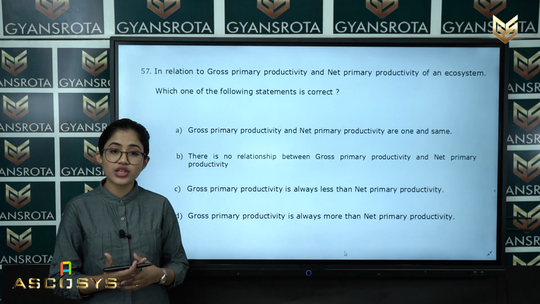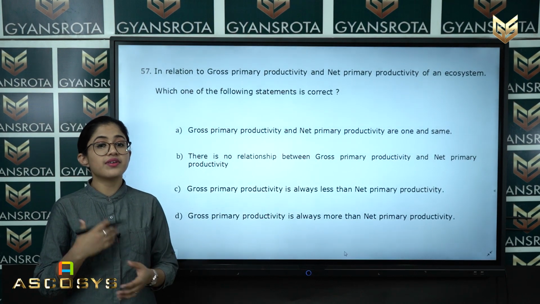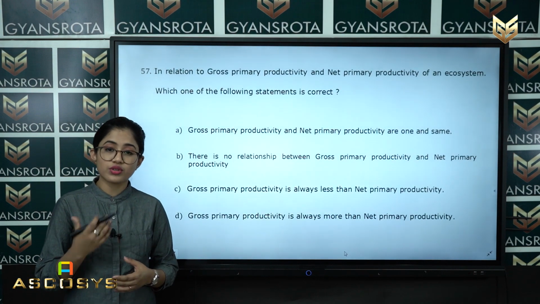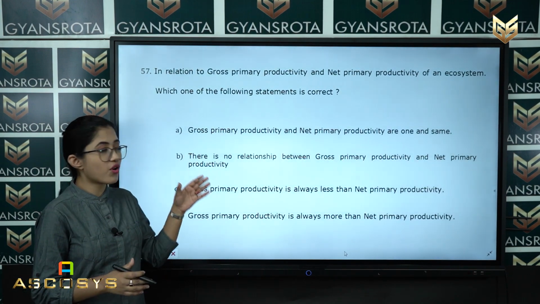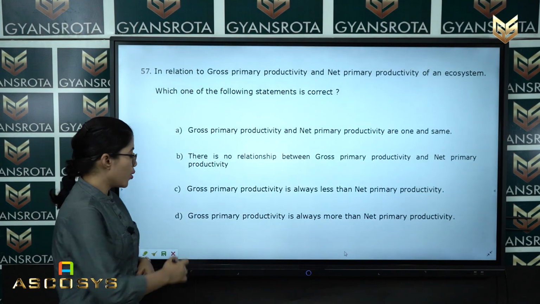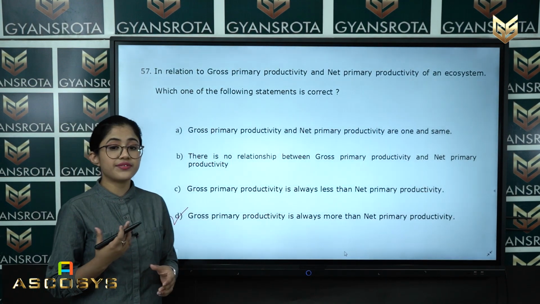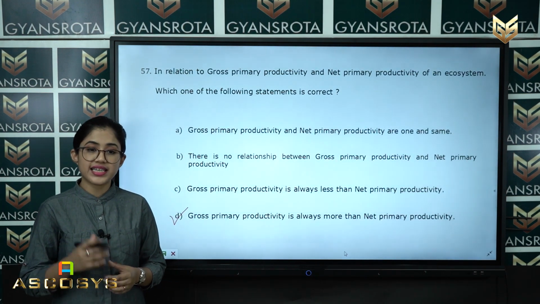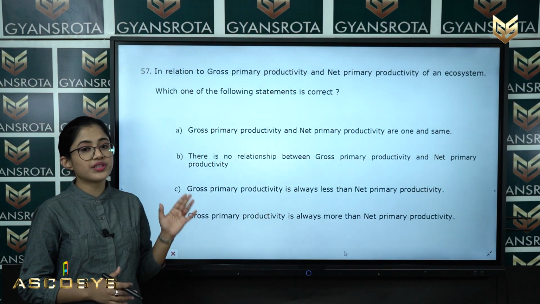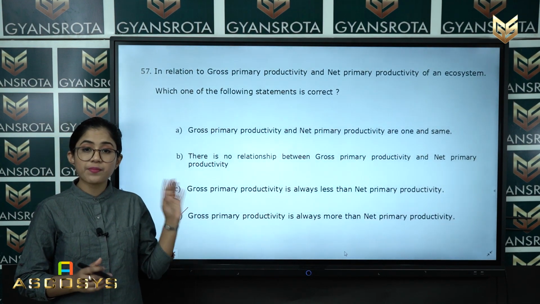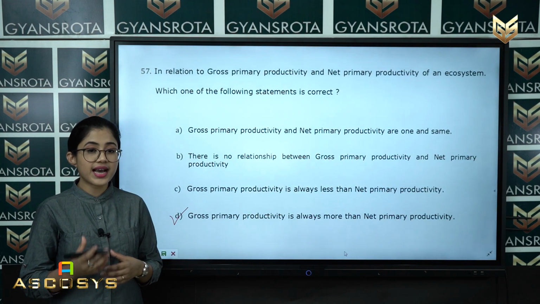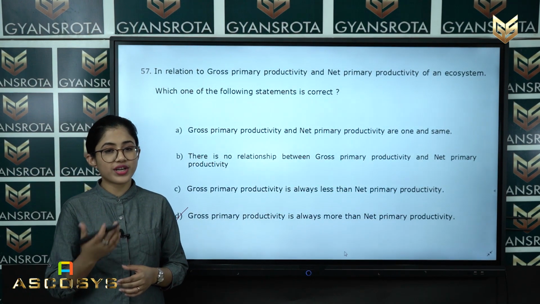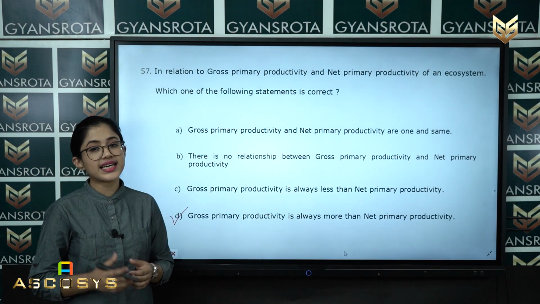So, student, in this question we have to select the statement in relation to gross primary productivity and net primary productivity of an ecosystem. So, student, among these following 4 options, option number D, which states that gross primary productivity is always more than the net primary productivity, is the correct statement. So, the relationship between the gross primary productivity and net primary productivity of an ecosystem is that the gross primary productivity is always more than net primary productivity. So, option number D is the correct answer.